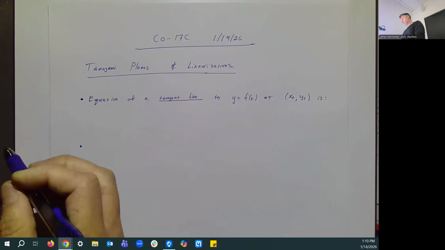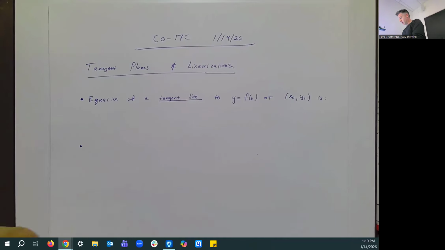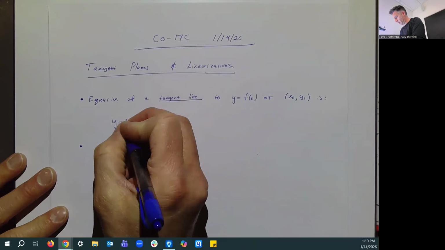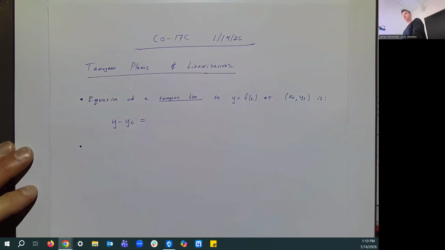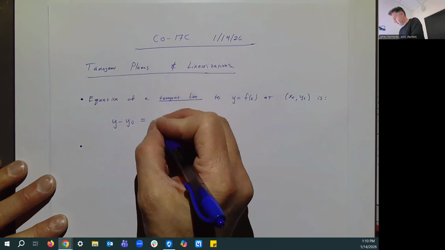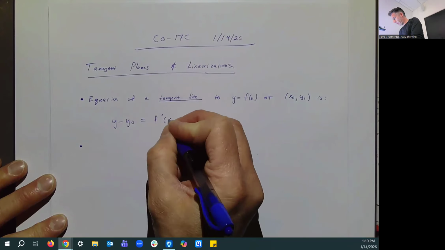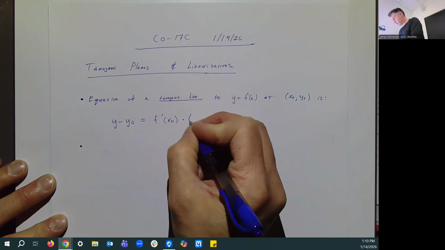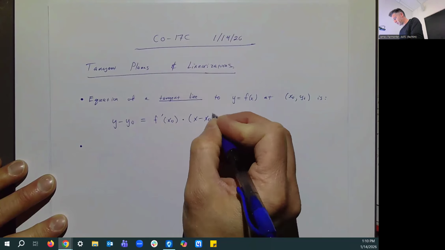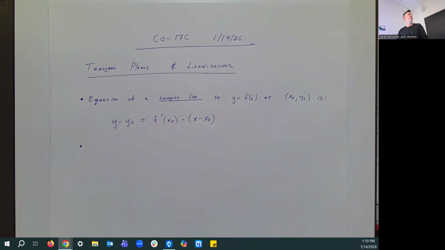So, the equation of a tangent line, very generically, is y minus the y coordinate equal to the slope, which is the derivative at the point. So we can say it's f prime at x naught times x minus the x coordinate. It's a very general equation of a tangent line. And then the linearization is really the same thing, except we write it slightly differently for God knows why.